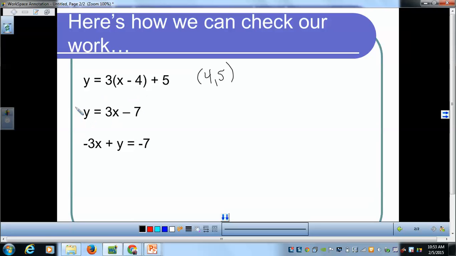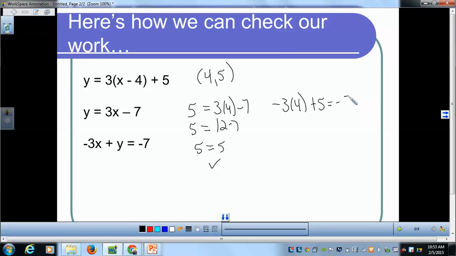So for example, if we plug (4, 5) into this one, 5 equals 3 times 4 minus 7. So 5 would equal 12 minus 7. So 5 would equal 5. That is a true statement. So we know that (4, 5) is also on this line. Now if we plug it into this one, negative 3 times 4 plus 5 equals negative 7. So negative 12 plus 5 equals negative 7. So negative 7 equals negative 7. That is true as well.